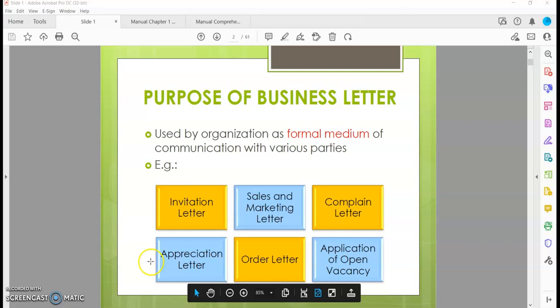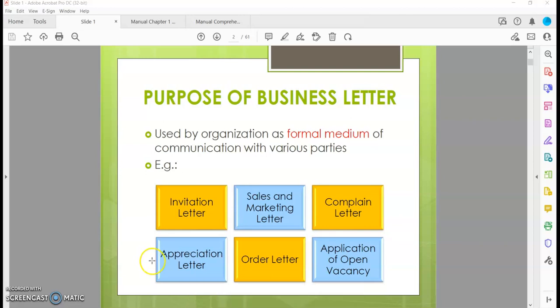Okay, as we know, a business letter is known as a formal medium of communication that is preferred by all organizations in dealing with other agencies or organizations, with the various parties. So there are several reasons why we need to have a business letter, or we call it the purpose of having a business letter.